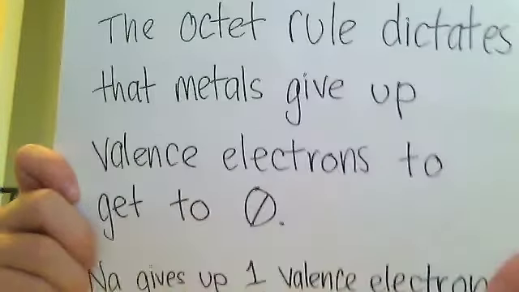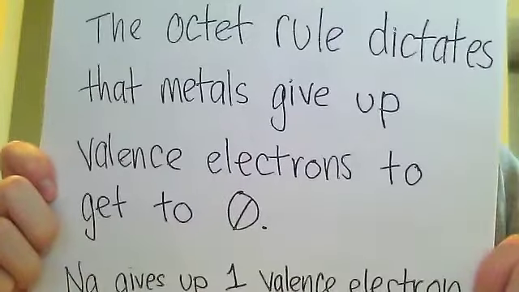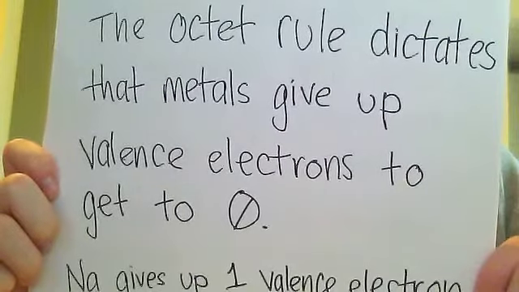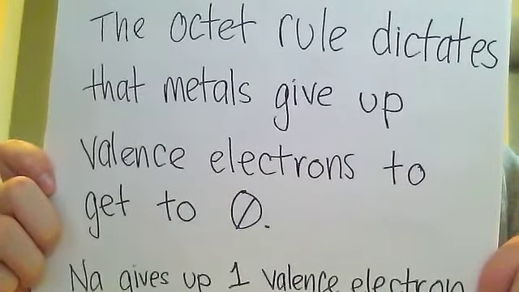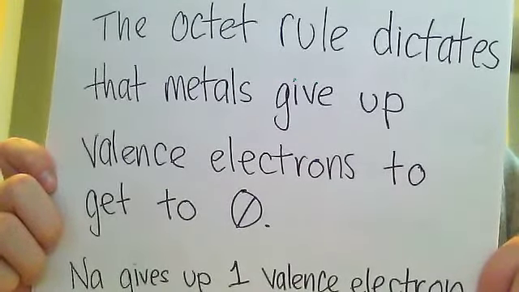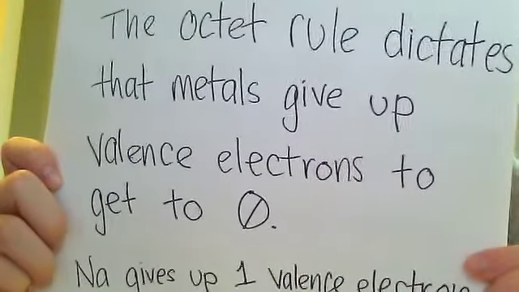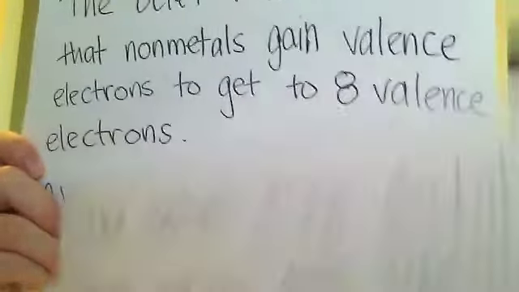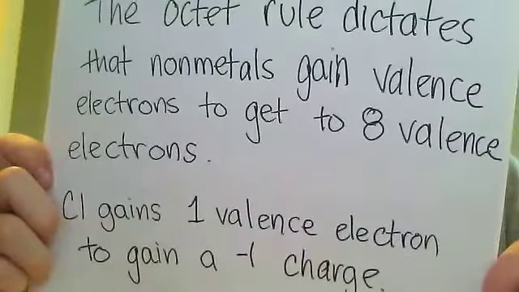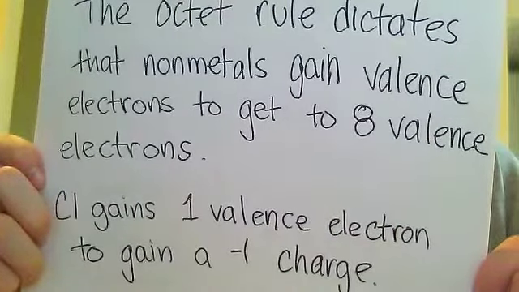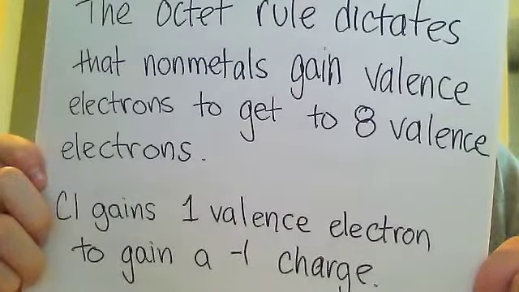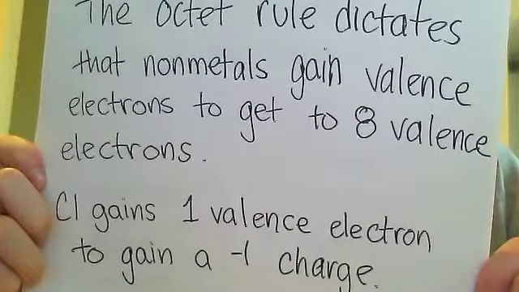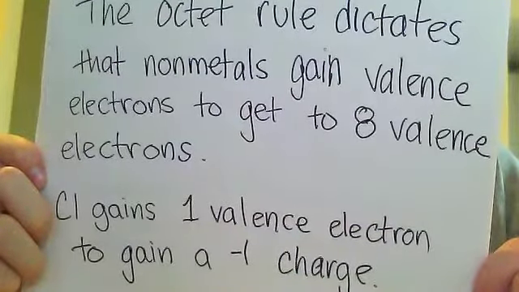The octet rule dictates that metals give up valence electrons to get to 0. Sodium will give up 1 valence electron to get a +1 charge. The octet rule dictates that nonmetals gain valence electrons to get to 8 valence electrons. Chlorine will gain 1 valence electron to get to a -1 charge.